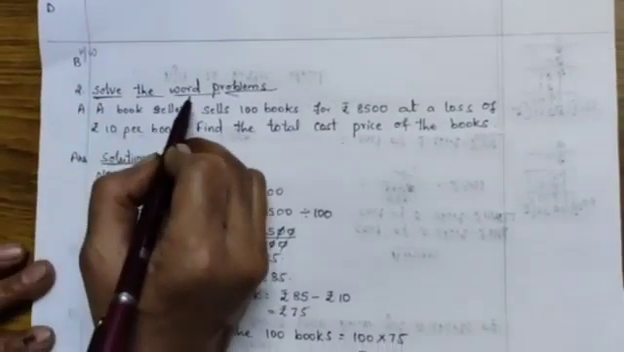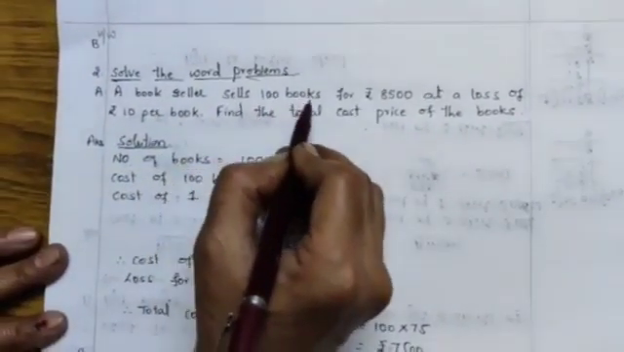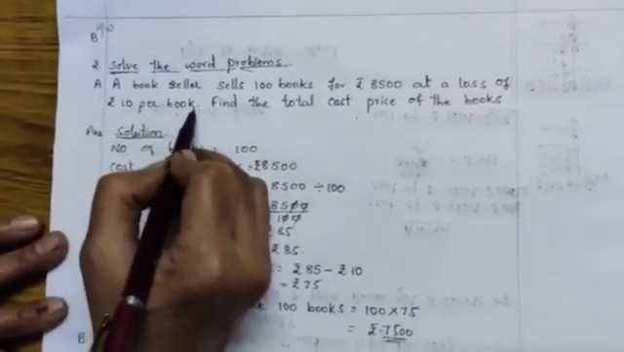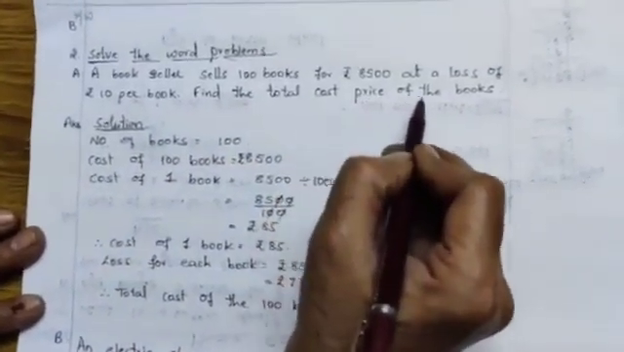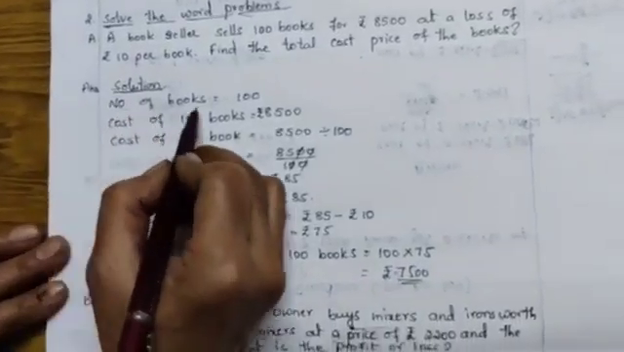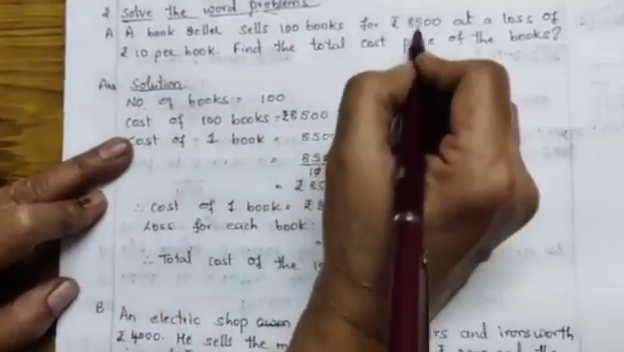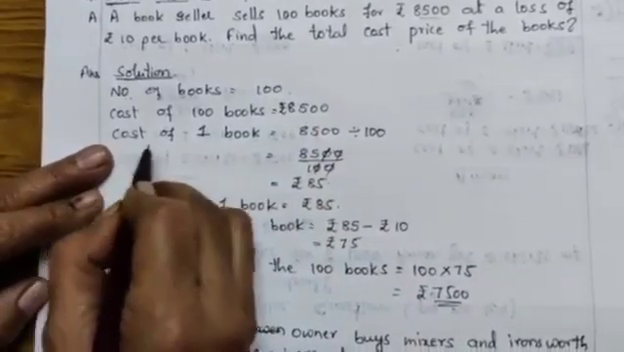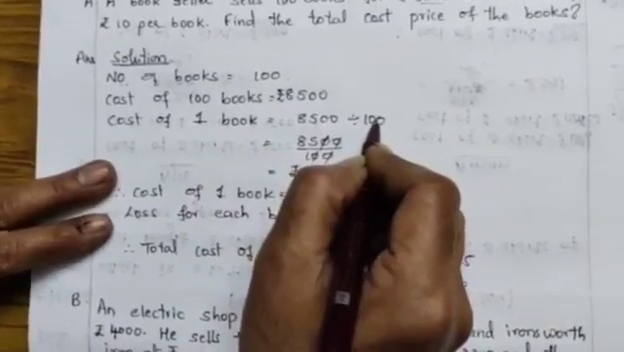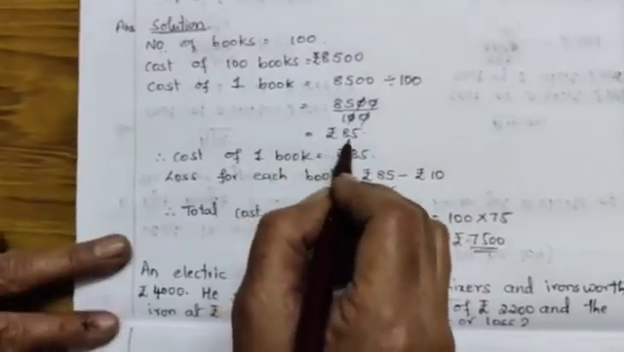Second question, solve the word problems. A bit. A bookseller sells 100 books for rupees 8500 at a loss of rupees 10 per book. Find the total cost price of the books. Solution. Number of books is 100. Cost of 100 books is rupees 8500. So cost of one book is 8500 divided by 100, cancel the zeros, rupees 85.